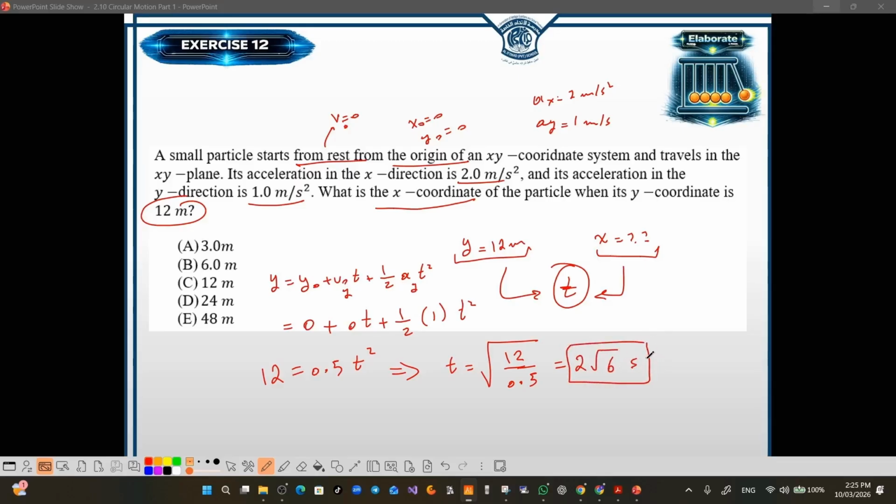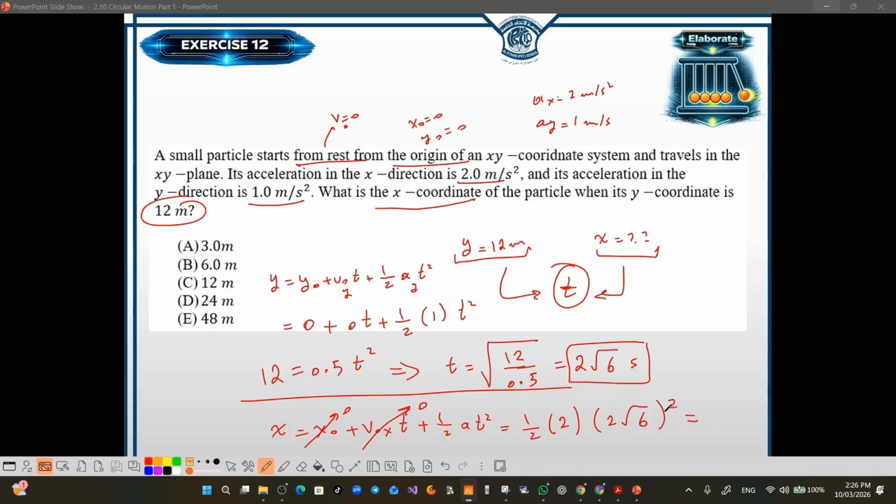Now we use this time to get the position. Since here we have constant acceleration, again we can use the quadratic equation to get the position at a specific moment of time: x equals x0 plus v0x t plus half a t squared. The initial position is 0 and the initial velocity is 0. We just need to use the acceleration, which is 2, and the time, which is 2 radical 6, squared. The answer here will be 24 meters. So the correct answer is D.